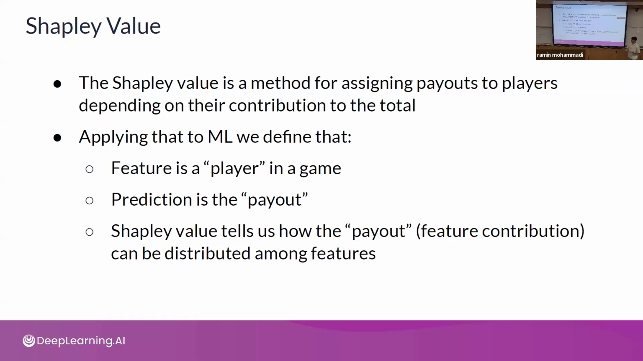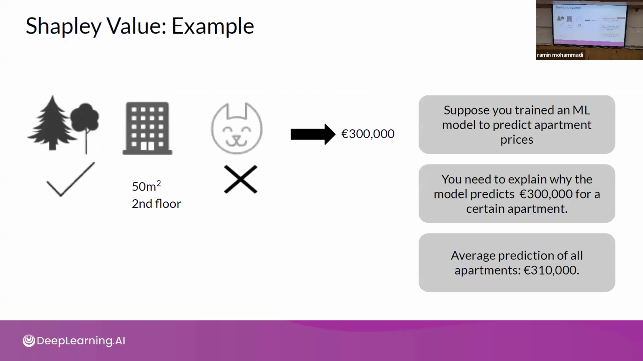But that's the overall idea of Shapley, and the Shapley value is what tells you the payout: how much that person, or basically the player, should receive as a payout. Now, let's look at an example of Shapley. Let's say you have this app that produces the price of a house. You make a regression prediction. There's a park near the apartment. This is the apartment size. This is a second floor. You cannot have a cat, and the app predicts 300,000.